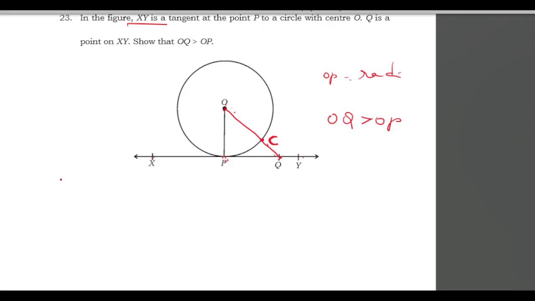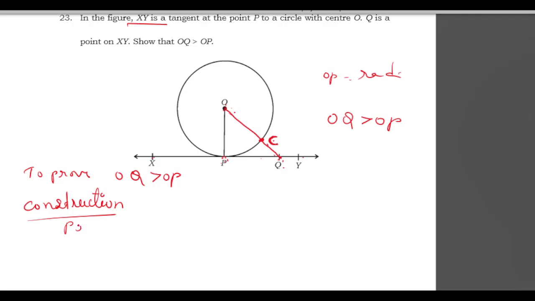So let's start with what is given and what we have to prove. We have to prove OQ is greater than OP. This line is greater than this line, the radius. Next, construction. What construction did we make? Joining O to Q and marking a point, that is point C.